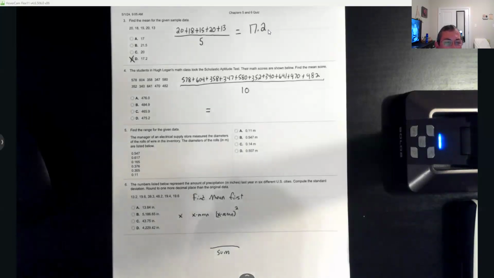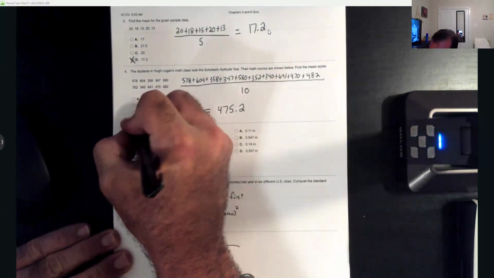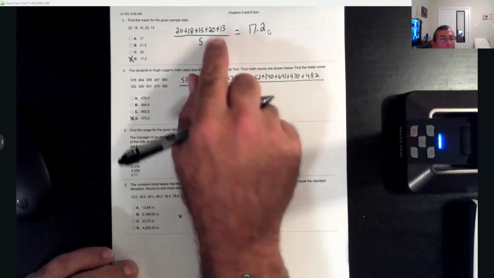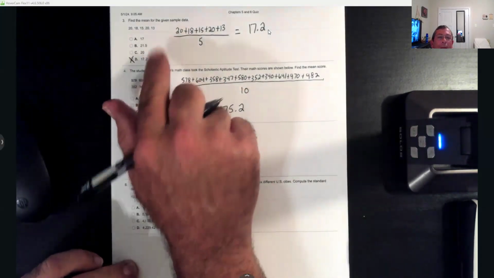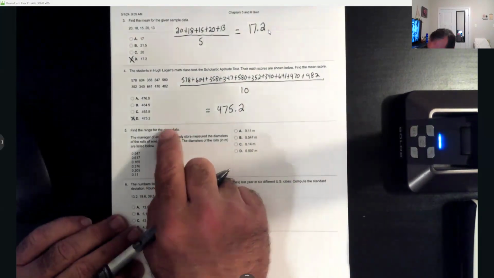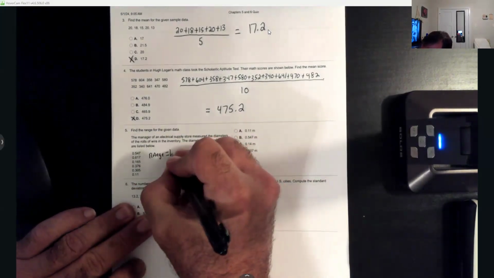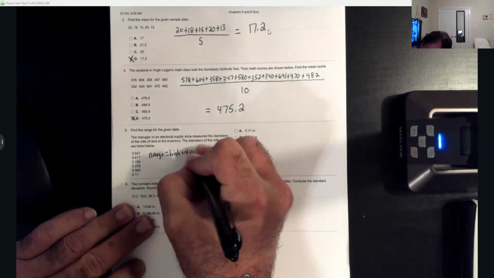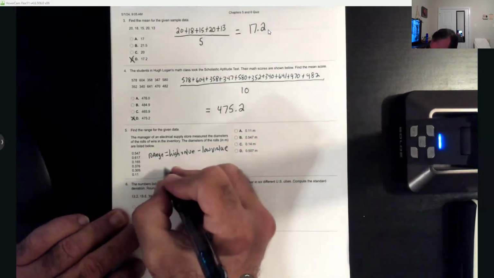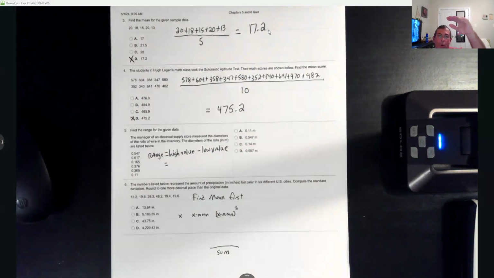All right, Morgan, you're saying D, 475.2, which is the right answer. All right, also averages, which are our means, we just add and divide by how many data points we had. This one wants the range. The range equals the high value minus the low value. Because the range is just how much is in between your high and low data points, okay?